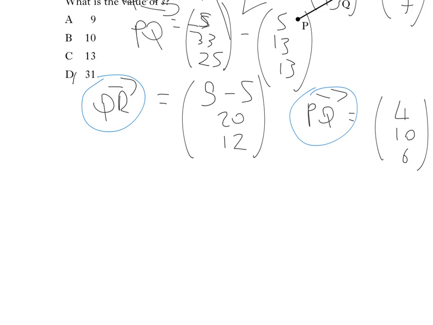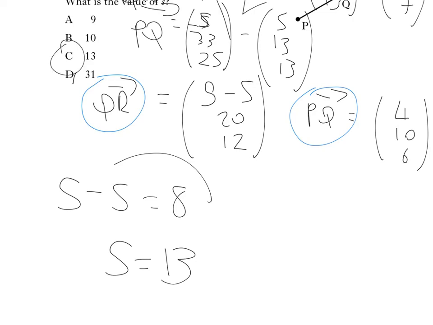So we can see that QR, if there's collinearity, a multiplication of a scalar exists. So 10 up to 20, 6 up to 12 tells me that this vector is double that vector. Double 4 is 8, which tells me that S minus 5 must be equal to 8. Bring that across, and S equals 13, and it's option C.